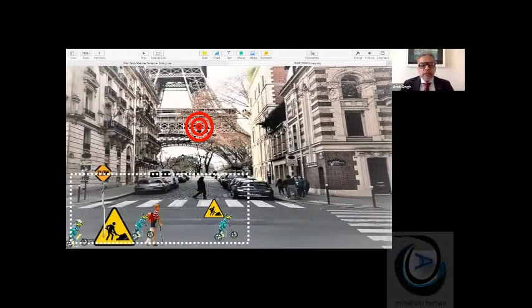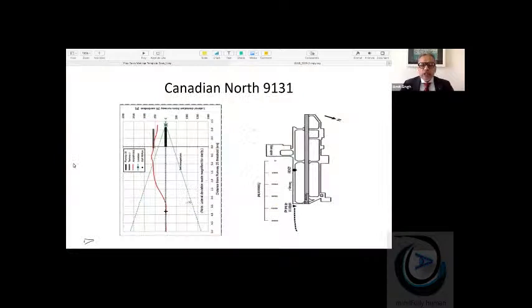The second incident, the Canadian North 9131. On the left, you see the flight profile. And on the right is the airport diagram. The aircraft carried out an instrument approach on localizer, if you see the red line. But for some reason, when they were in visual contact, they turned left, aligned to the taxiway, wherein a Dash 8 was taxiing. They did not see the Dash 8. They came as close as 54 feet before they were told to go around.